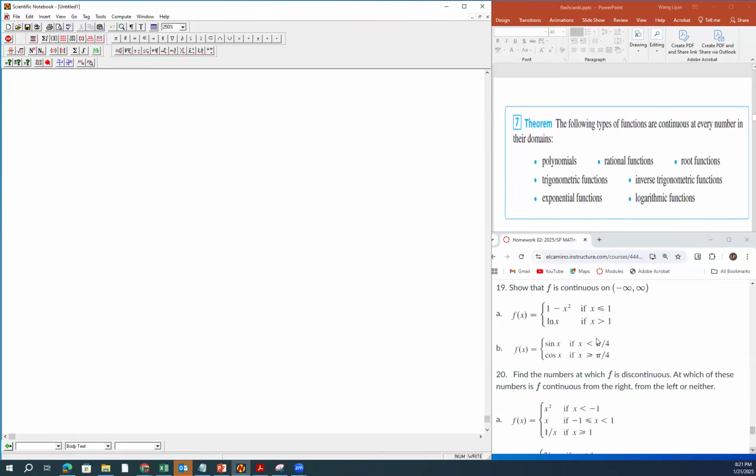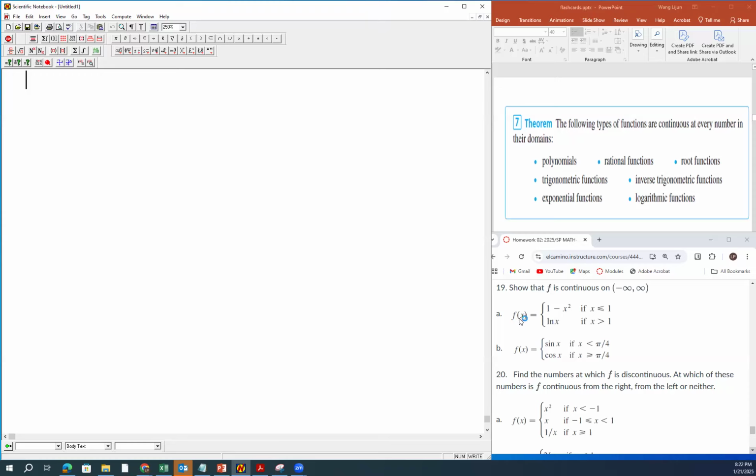ln x is well within its domain, because the domain of ln x requires x to be positive. For x less than or equal to 1, it's 1 minus x squared. So obviously, the only point in question for continuity is x equals 1. In other words, if we can show f of x is continuous at 1, then it's already continuous elsewhere.